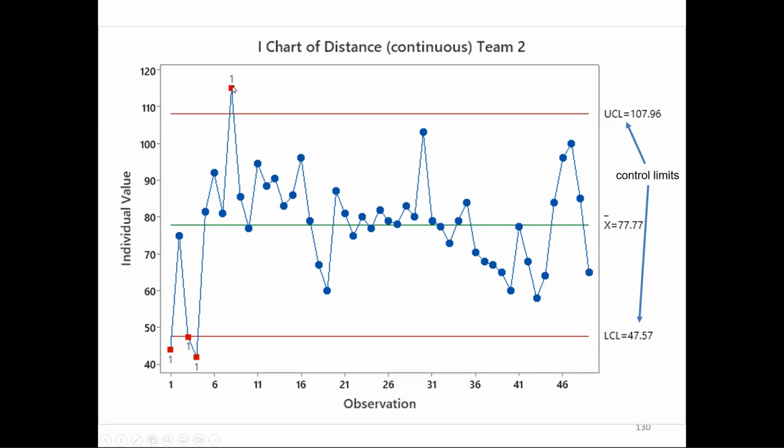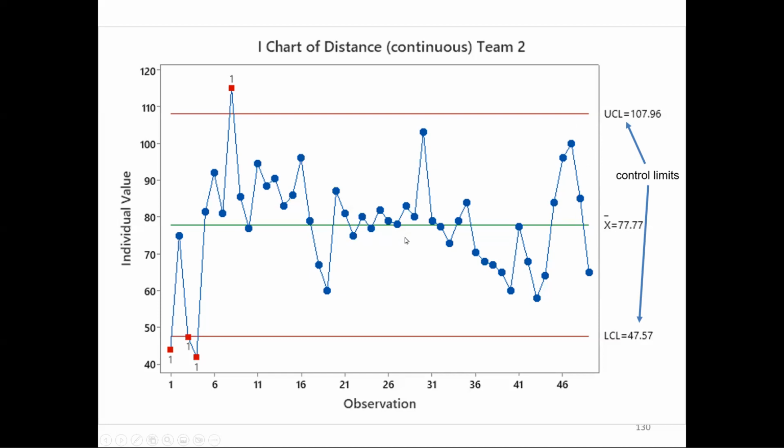So Minitab applies statistical tests to this data, and this red box with a 1 next to it indicates that these data points have violated one of those statistical tests. Specifically, they fall outside of the control limits. And these control limits are set at plus and minus 3 standard deviations from the mean. So we'd expect to see something like 99.7% of the data falling within plus or minus 3 standard deviations in a normal distribution.